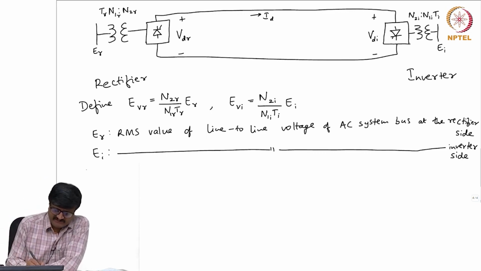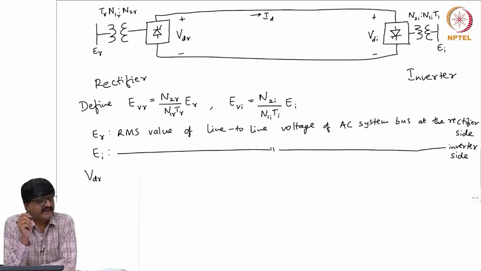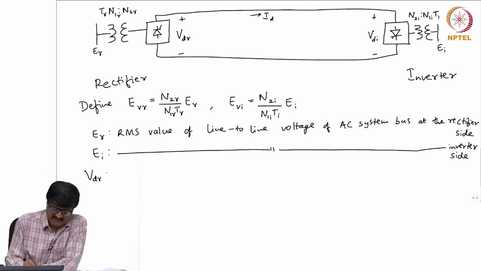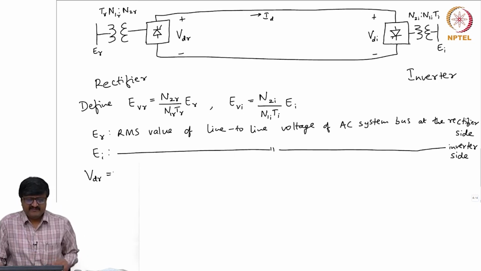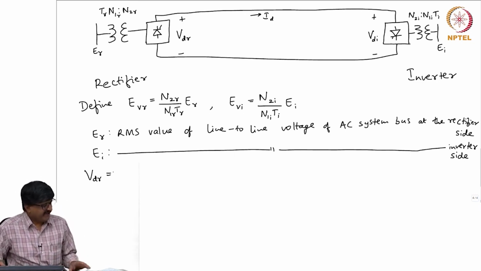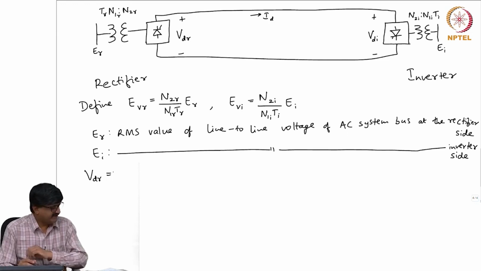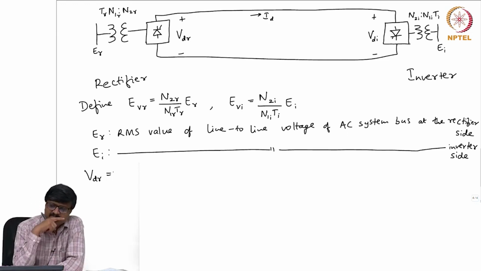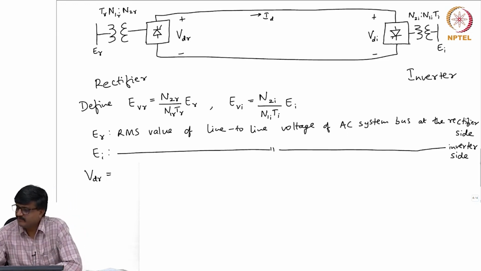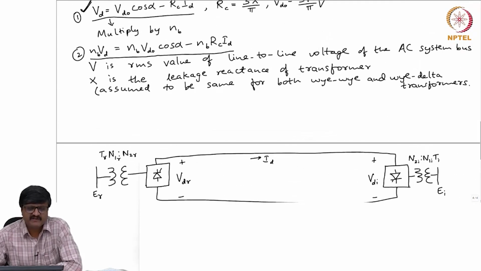Now, if I take this voltage at the DC side terminal of the rectifier, which is VDR, can I write an expression for VDR in terms of EVR? Let me go back to the equation I have.